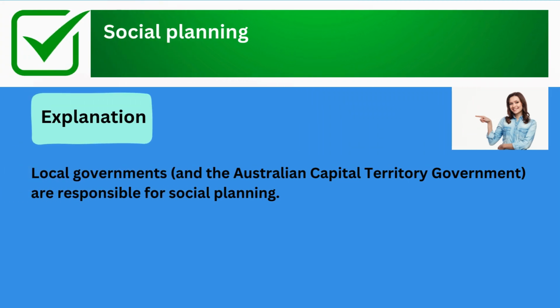The correct answer is social planning. Explanation: local governments and the Australian Capital Territory government are responsible for social planning.